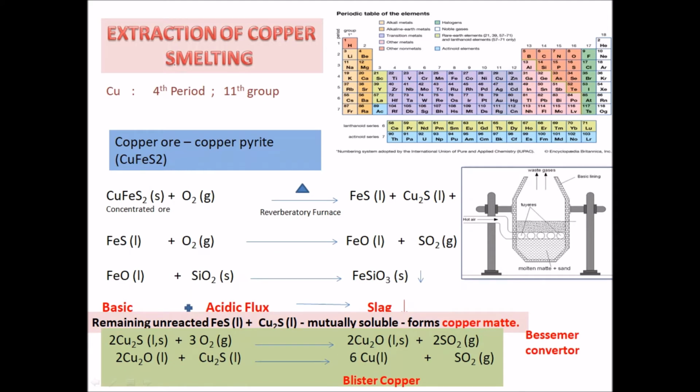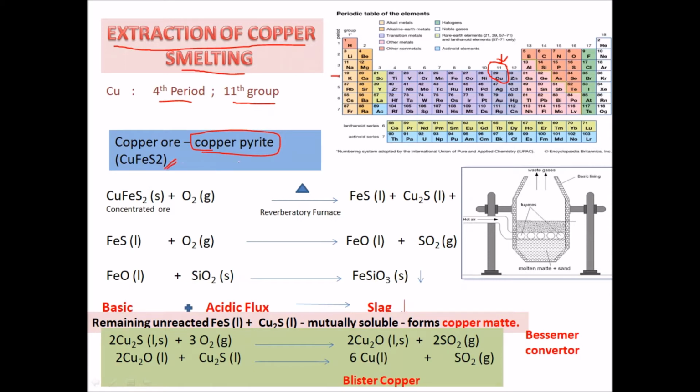Let us see the extraction of copper by the smelting process. In the periodic table, we find copper placed in period number 4 and group number 11. So the position of copper in the periodic table is period number 4 and group number 11. This copper is present in the Earth's crust as copper ore with the name copper pyrite and formula CuFeS2.